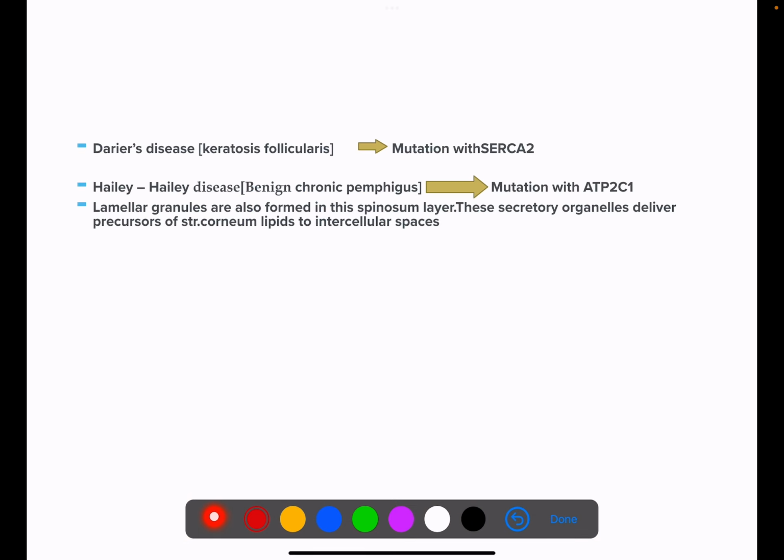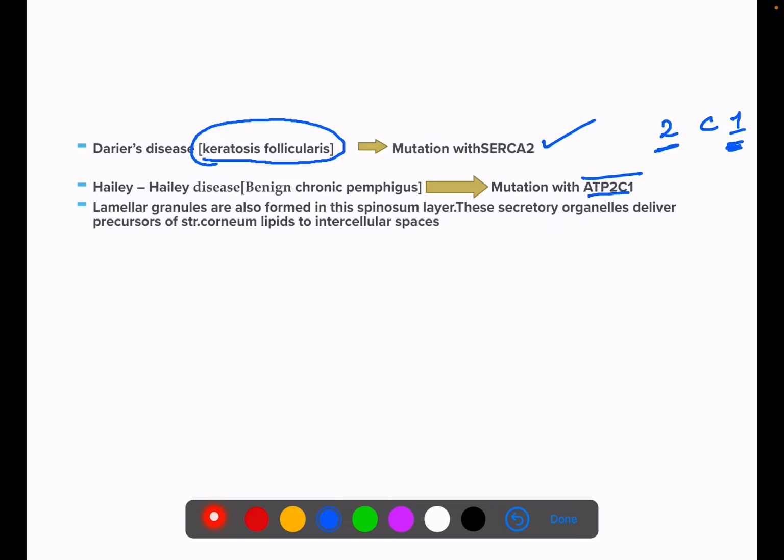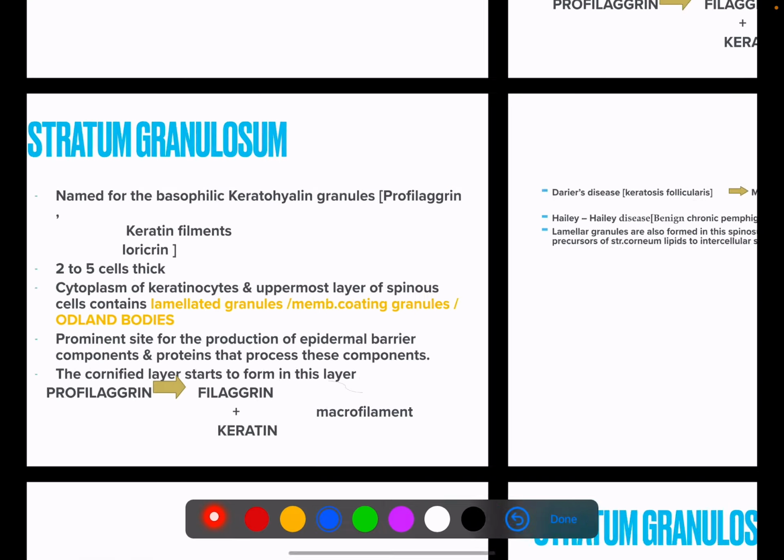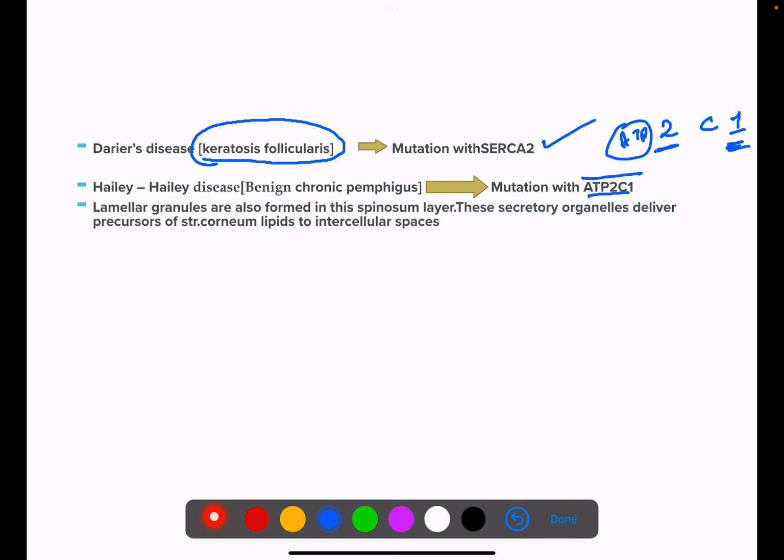Then we have Darier disease. This is a very famously asked question: what is the other name of Darier disease? Keratosis follicularis. The mutation is in SERCA2. Then you have Hailey-Hailey disease, benign chronic pemphigus, with a mutation in ATP2C1. First is 2 here, not 1. ATP2C1.